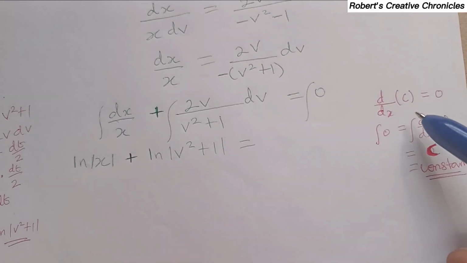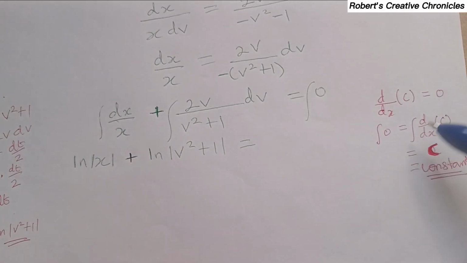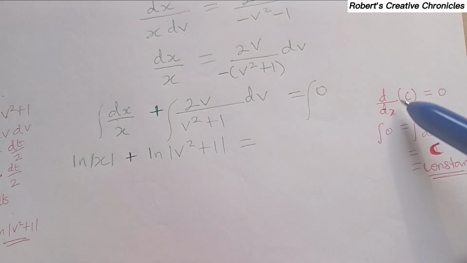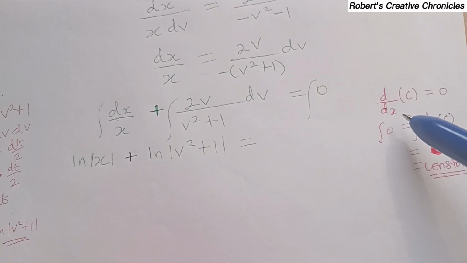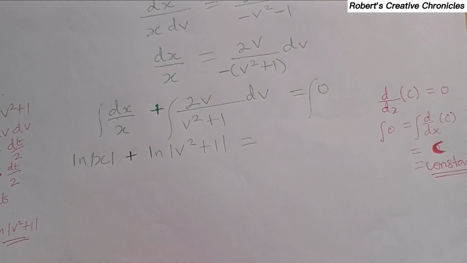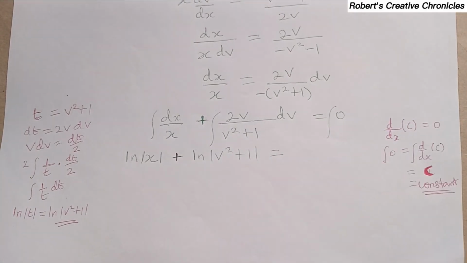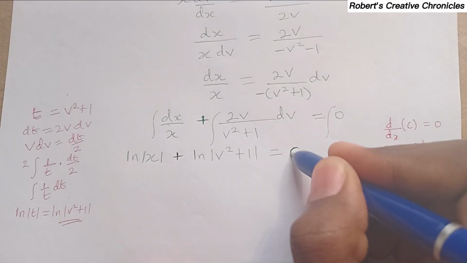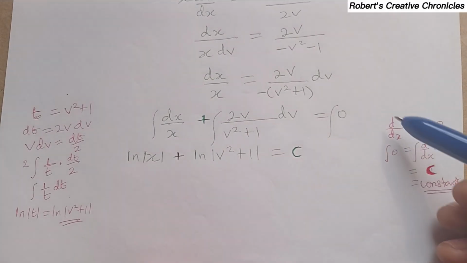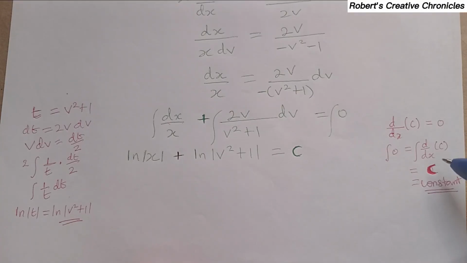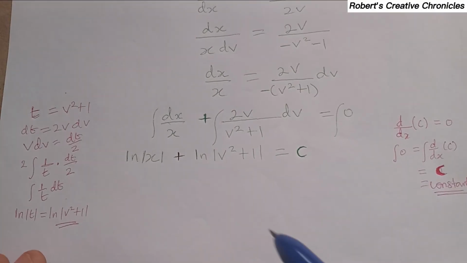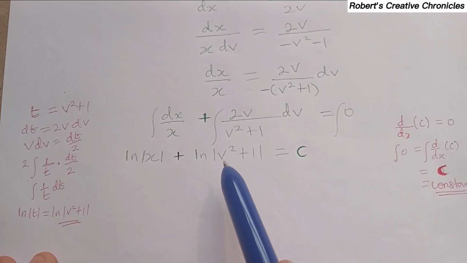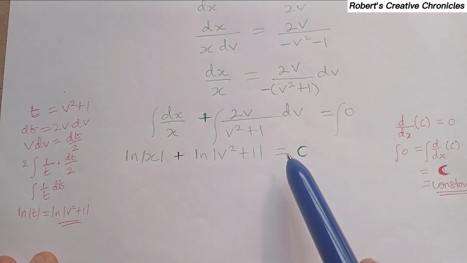So the derivative of a constant is 0, and the integral of 0, which is the derivative of a constant, is a constant. So this now will be equal to c, which is a constant, because the integral of 0 is the integral of this, and it will cancel d dx. So now you know that there's an equation in terms of v here. So we want everything to be in terms of x and y.